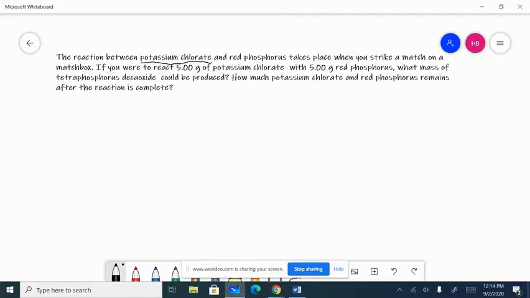Potassium chlorate, potassium and chlorate, is an ionic compound. These are both going to be in solid state, but I'm not going to worry about the state of matter because that's not pertinent to this problem. Red phosphorus is not one that you'd really be expected to know, but red phosphorus has the formula P4.